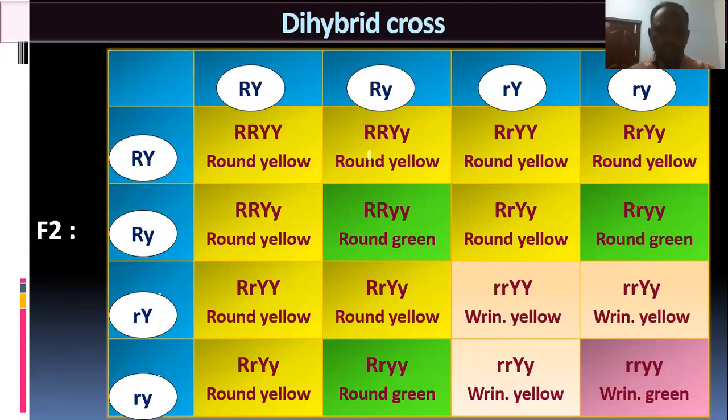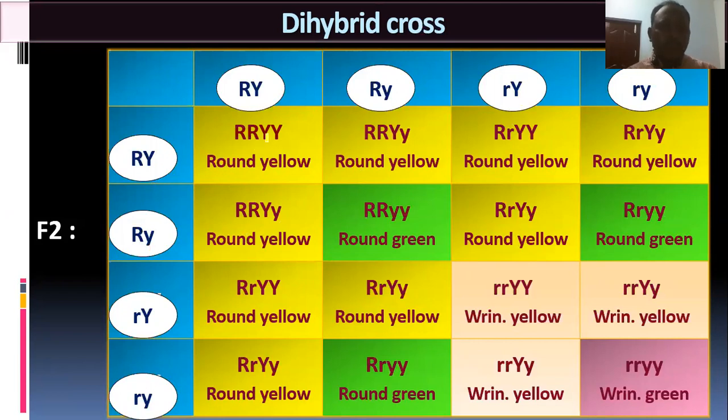We put the cross like this: capital R capital Y with these two, next capital R small y, and next capital R small r, capital Y small y. Like this you can fill in each combination. So we will get a total of 16 progeny, because there are four gametes here and four gametes here.